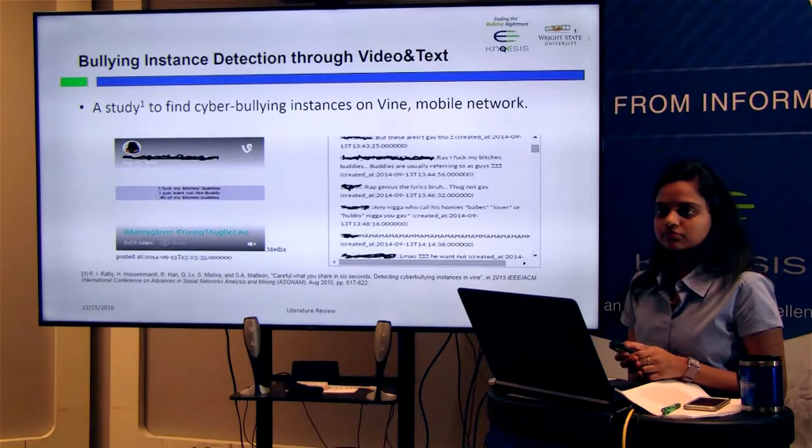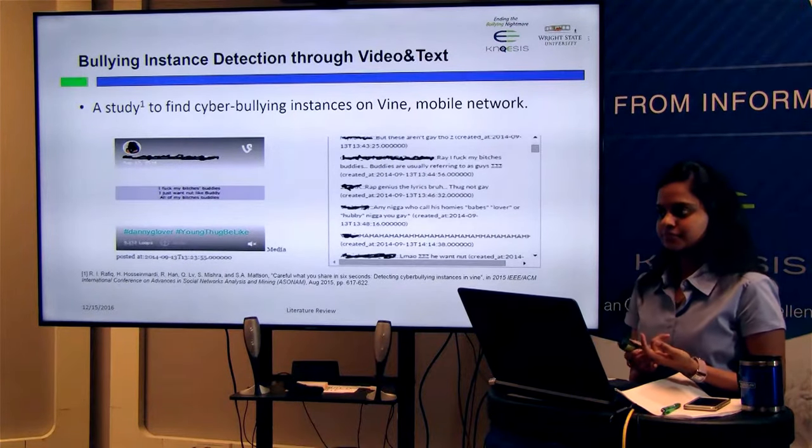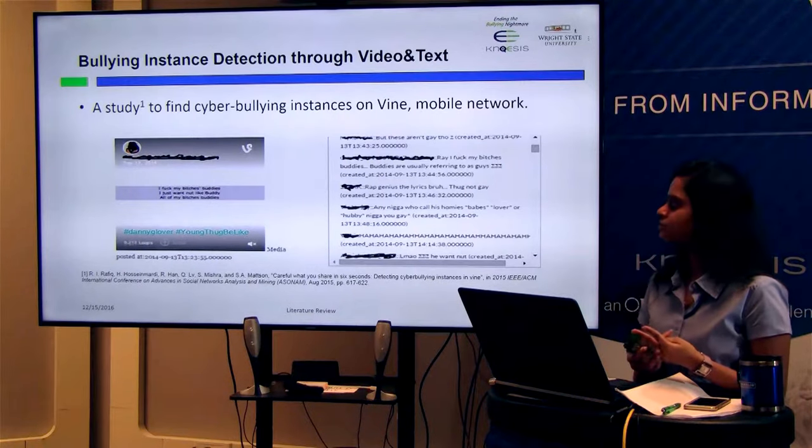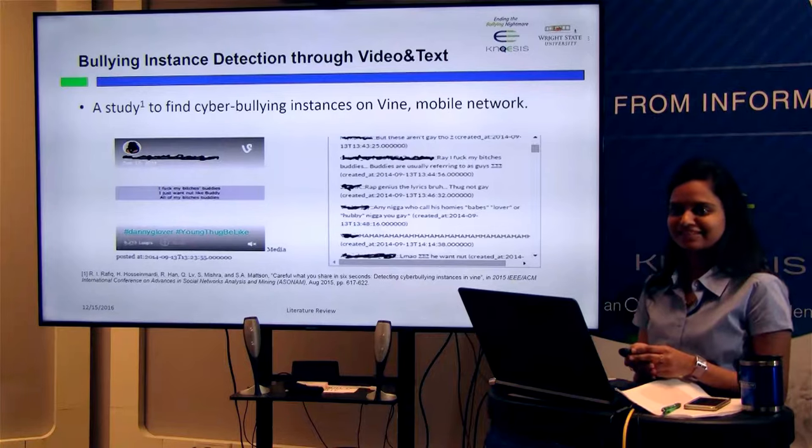So data collection on Vine, is that possible? Is it open, or how did they get that? They said they used some API. Did? Yes. Okay. I think Vine is shut down right now. Oh. Yes. You raised our hopes.